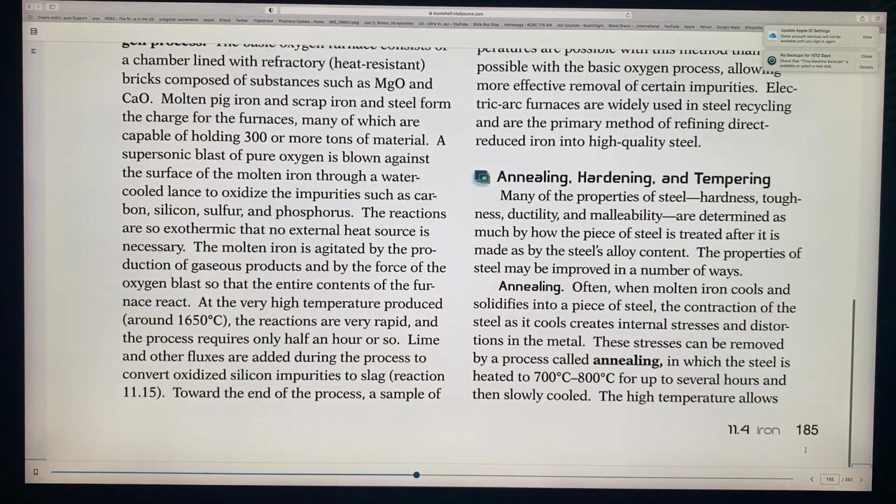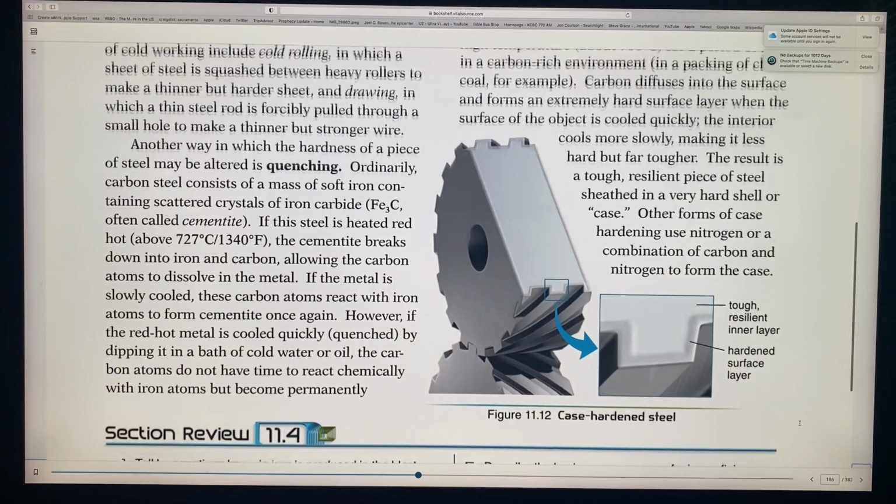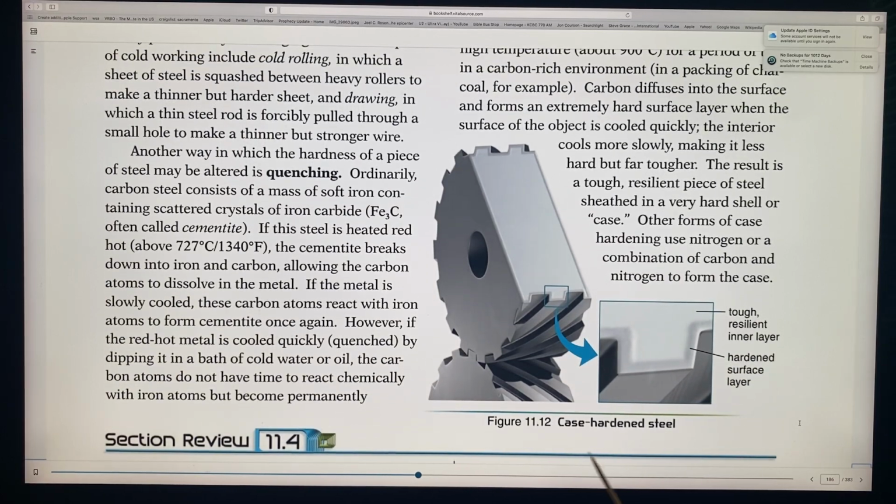Okay, this last part, annealing, hardening, and tempering, we're going to go over that. I'll go over my notes on that. So let's go over this case hardened steel. We'll see that, but first I'm going to go over my notes.